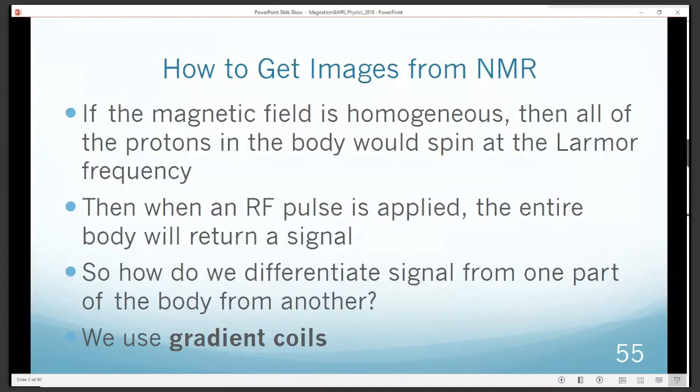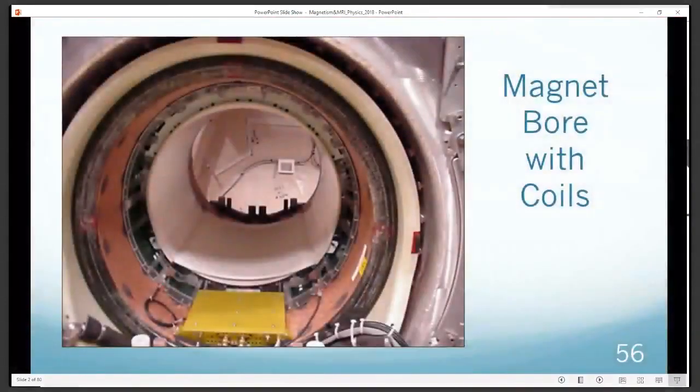So how does that happen? Well, first of all, if the magnetic field were homogeneous, then all the protons in the body would spin at the same Larmor frequency. And when an RF signal is applied, the entire body will return a single signal. So the gradient coils are used, and here they are in the magnet.